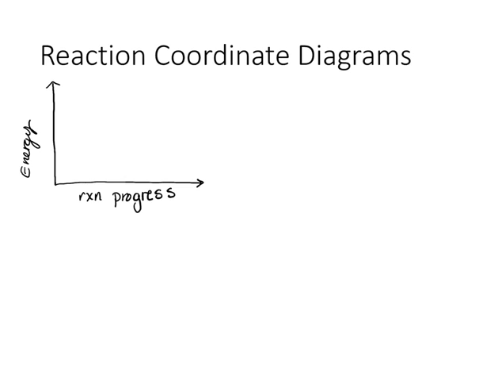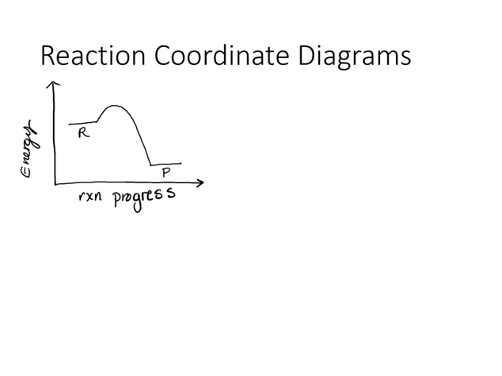So let's say we start with reactants that are pretty high in energy, and I'll just label those with an R. So these reactants are fairly unstable, and then they have to go over an energy barrier to get to the products, which are really low in energy. So the products are fairly stable relative to the reactants.